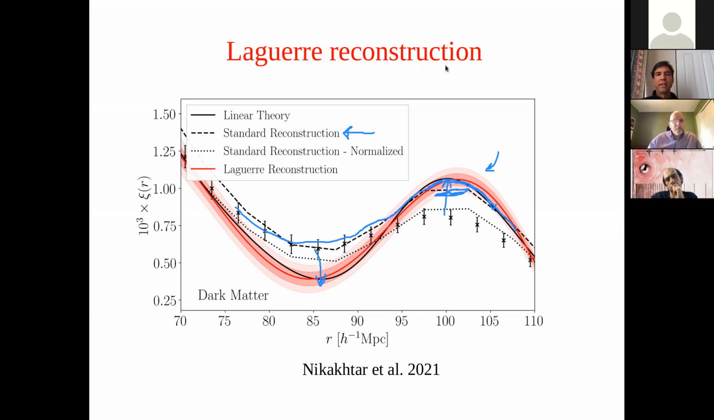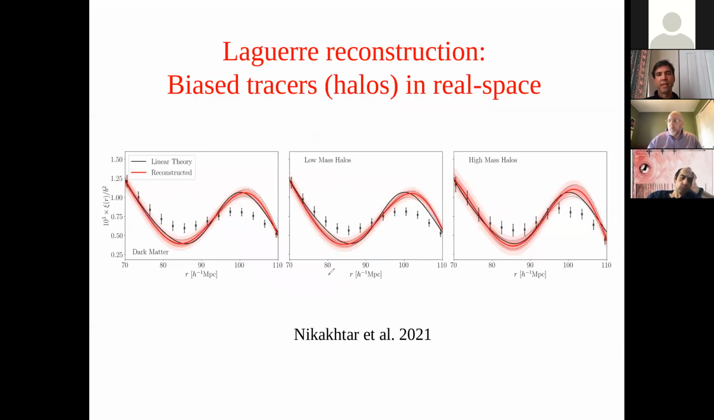All right. So this was for dark matter. So then you can ask, how does this work with biased tracers like halos? And so Farnick did the check for the dark matter, which is the stuff we looked at before, for low mass halos and for high mass halos.